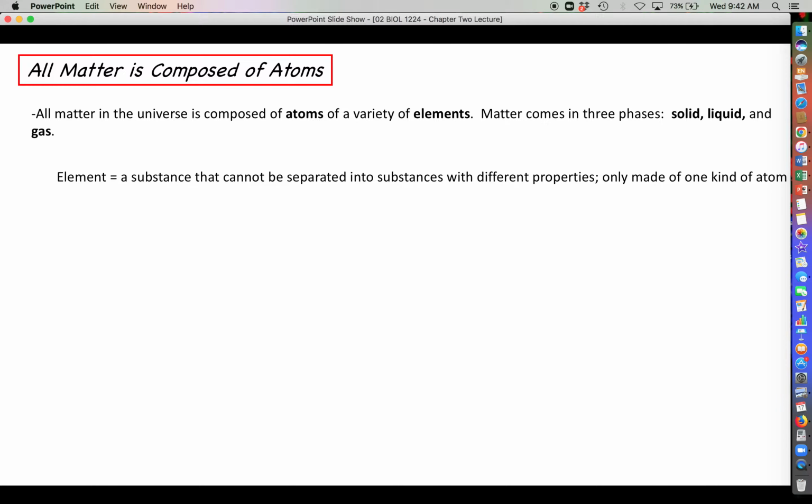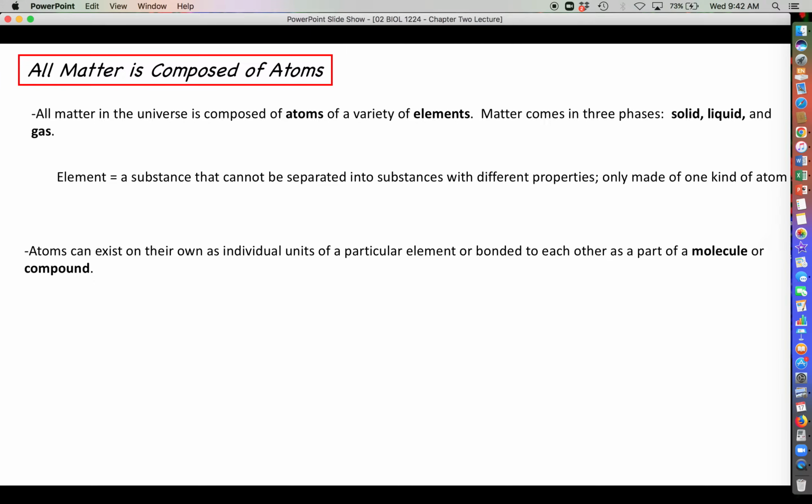Glucose is not an element because it's made of carbon, hydrogen, and oxygen atoms. Now, carbon, like that you find in diamonds or coal, that is an element because the only type of atom present are carbon atoms. So it's important to know the difference there.